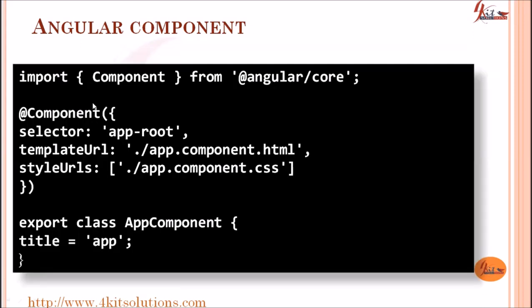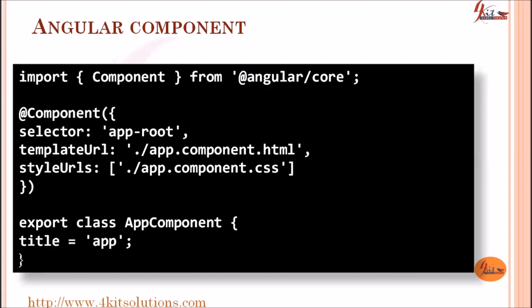So this is our Angular component. This is a decorator, and this is the metadata. Everything inside these curly braces is metadata. Selector means the element. In HTML you have tags. Suppose I have an H1 tag. Whatever I write, it has some meaning. H1 means highlighted text.